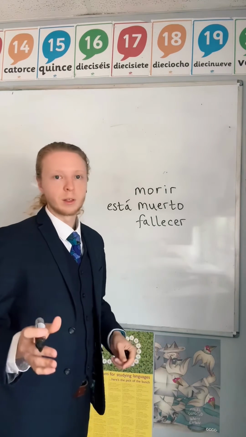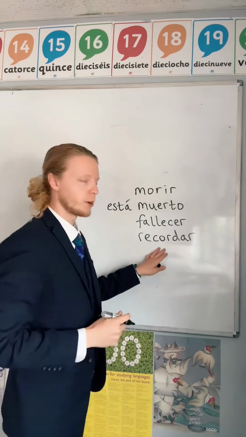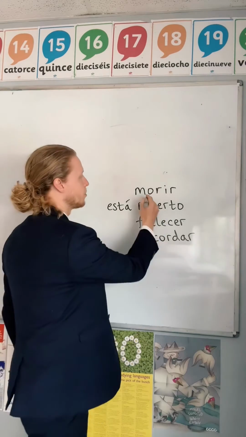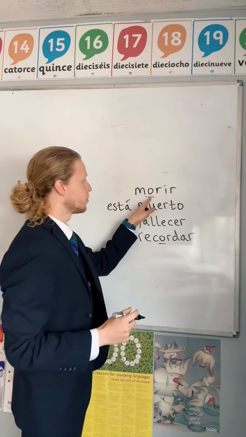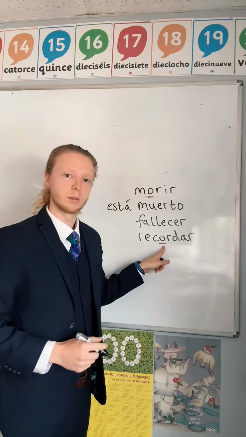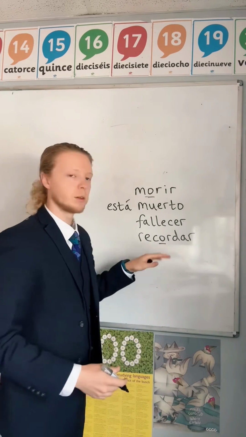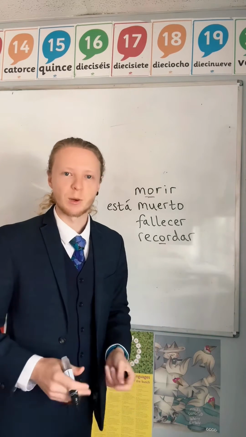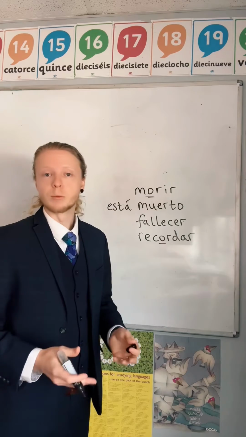So let's talk about the verb to remember, which is recordar. It's a bit of a false friend, makes you think it means to record something, but it's to remember. And like morir, it's a stem changer. Recuerdo, like muero, recuerdo. The O changes to a UE in that boot shape. Recuerdo, recuerdas, recuerda, recordamos, recordáis, recuerdan. Recuerdo a mi abuelo que está muerto con mucha alegría.